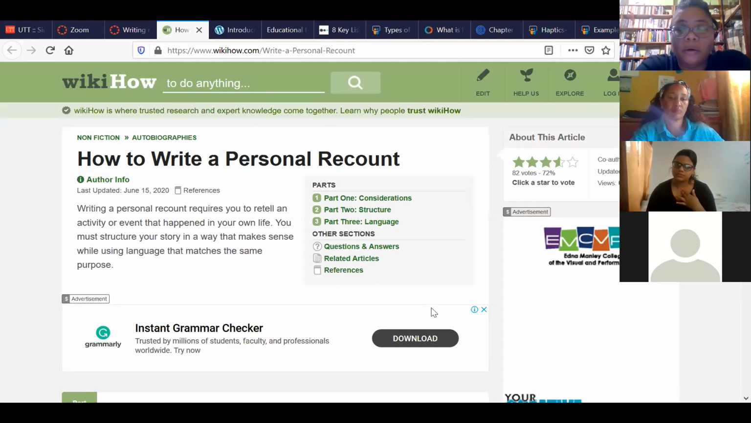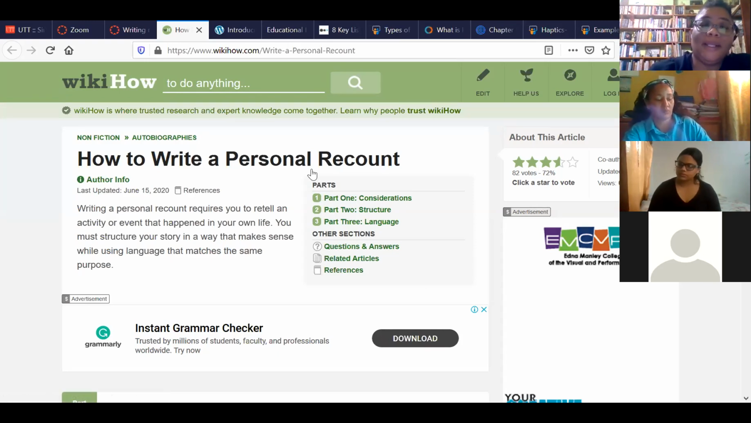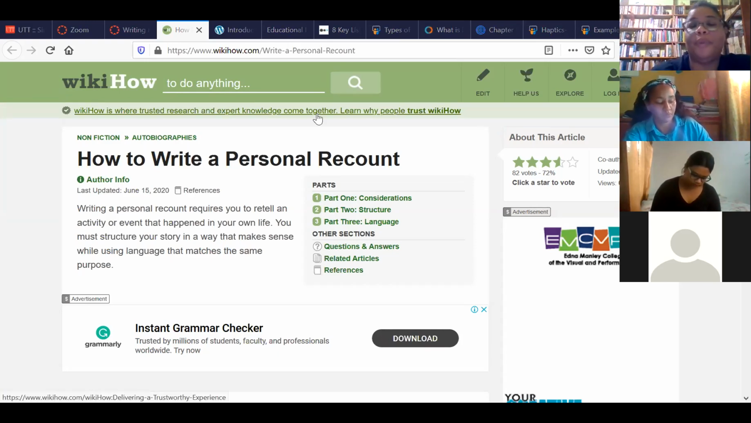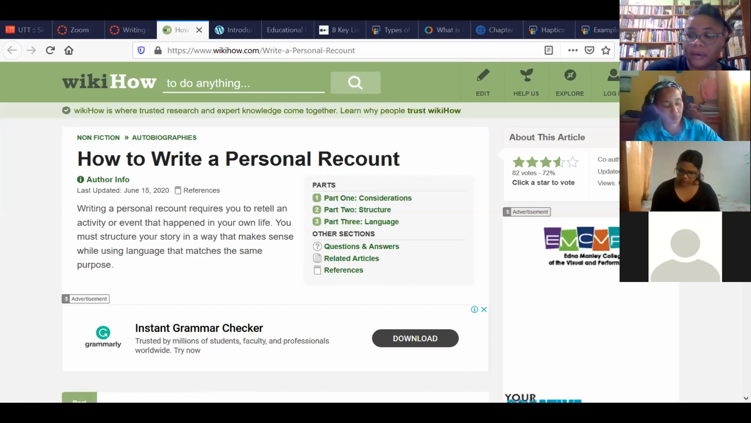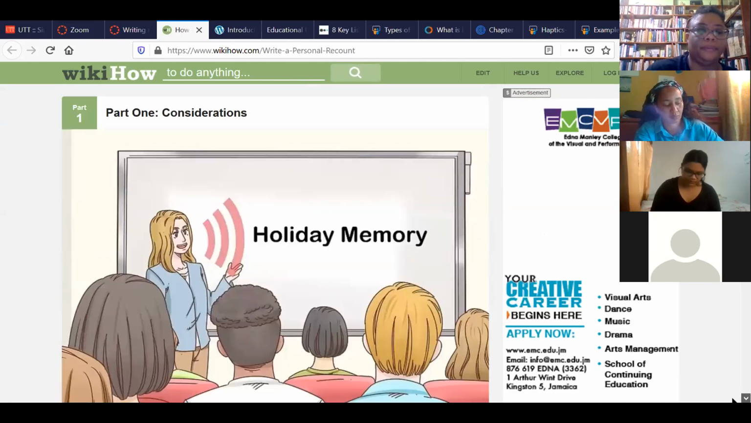So a recount is basically retelling of an event that happened. A personal recount is an event that happened to you, in your own life. You have different kinds of recounts. You have personal, factual, which is more like newspaper reports, etc., right?